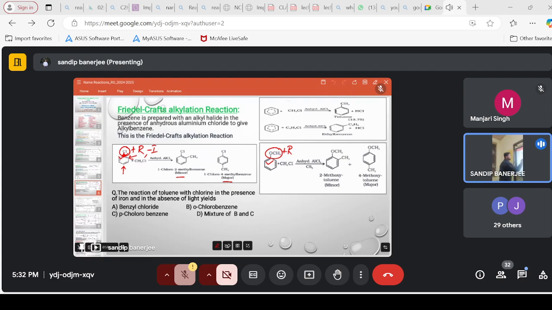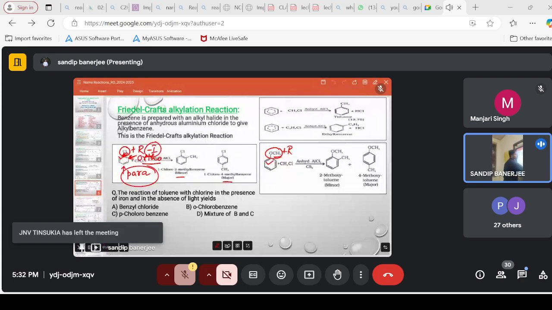So the closer position is the ortho position, and the opposite, further side is the para position. From the ortho position, by the minus I effect, this chlorine, or this same OCH3 oxygen, will drag electron density more. So comparatively, the para position will be more electron rich, and the corresponding para will be your major product. Similarly, for this anisole system, para will be the major product.